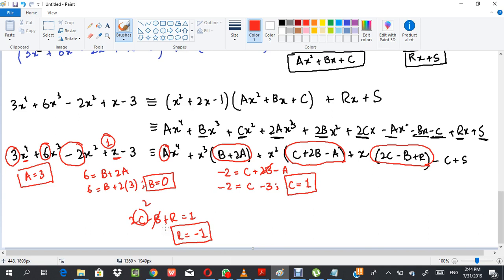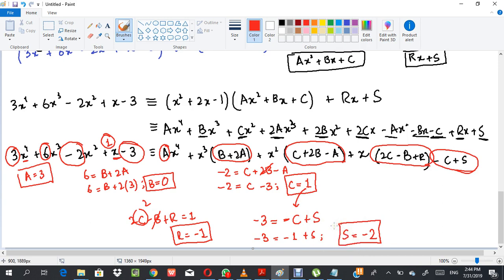Now finally let's dig into the constants. The constant here is negative 3, and the constants here are negative c add s. Therefore, negative 3 can be equated to negative c add s. We know that c is equal to 1. So negative 3 is equal to negative 1 add s, which gives me s is equal to negative 2.